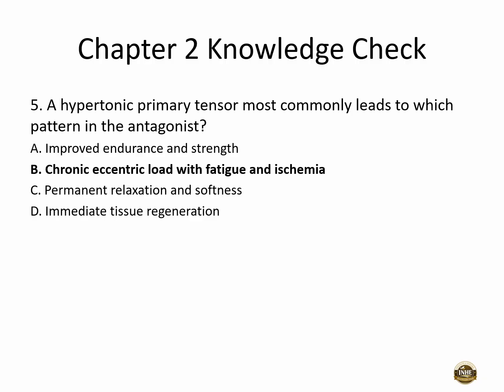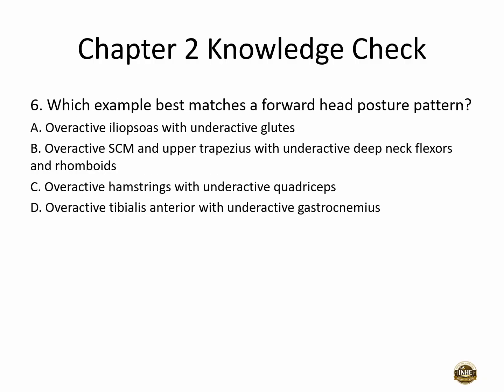Question number 6. Which example best matches a forward head posture pattern? A. Overactive iliopsoas with underactive glutes. B. Overactive SCM and upper trapezius with underactive deep neck flexors and rhomboids. C. Overactive hamstrings with underactive quadriceps. D. Overactive tibialis anterior with underactive gastrocnemius. Take a moment to reflect on your answer. The correct answer is B. Overactive SCM and upper trapezius with underactive deep neck flexors and rhomboids.